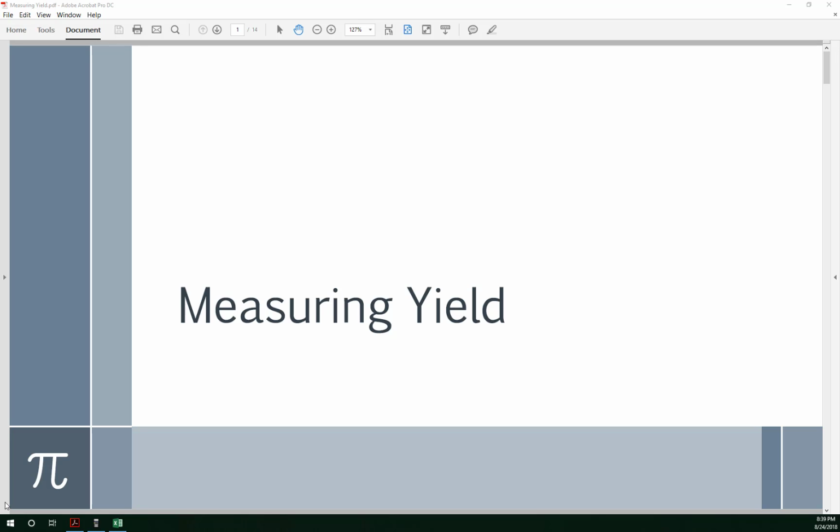Okay, in this series of videos, we're going to take a look at measuring yield. Another way of saying that is we're going to look at measuring the returns for bonds, thinking about the returns for those debt security investments.